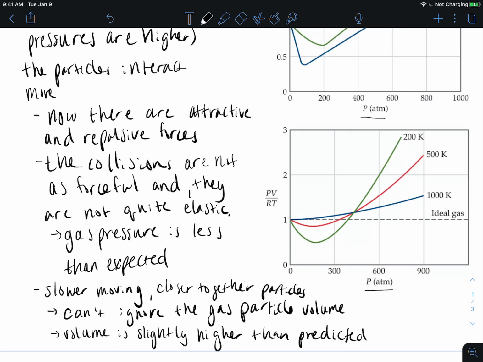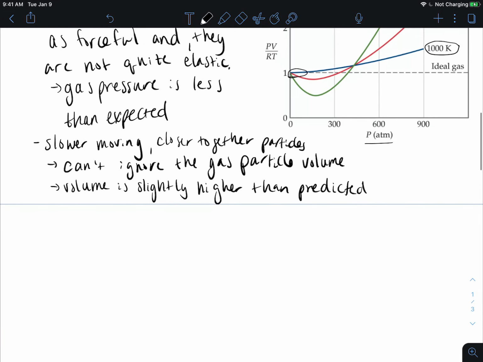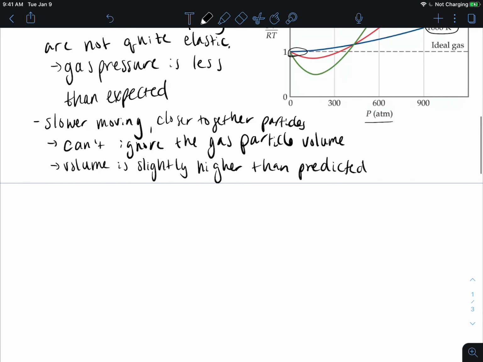Here we've got our pressures, and if we have a very, very high temperature gas, we can maintain ideality up to maybe 50 atmospheres, but at 200 Kelvin, we are nowhere close to ideal behavior. So how do we account for this decrease in pressure and increase in volume? We are going to use what's called the van der Waals equation.